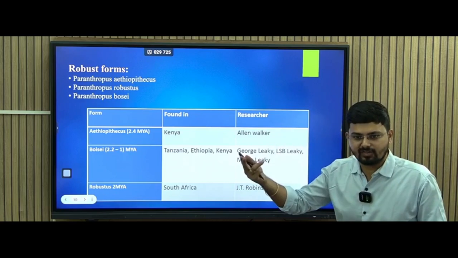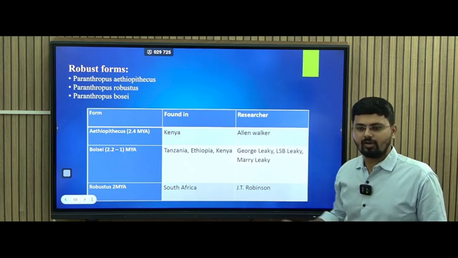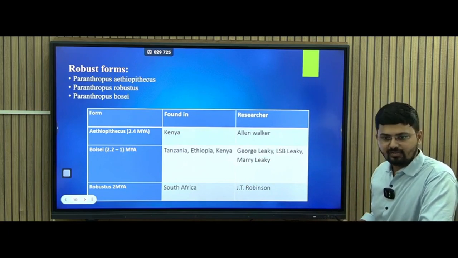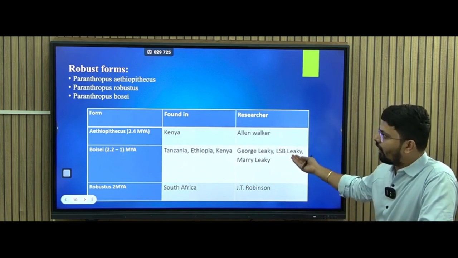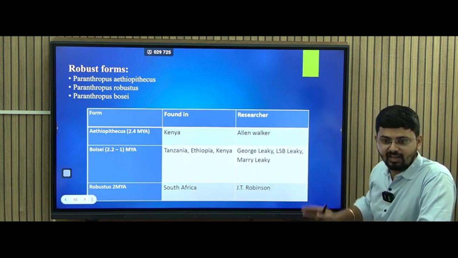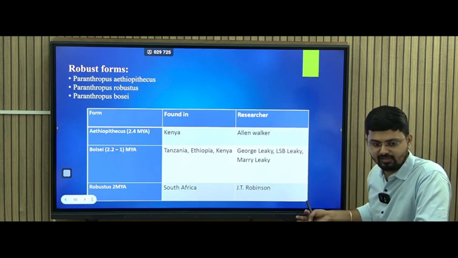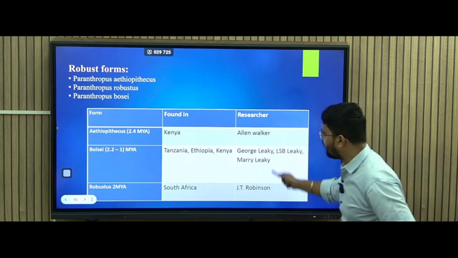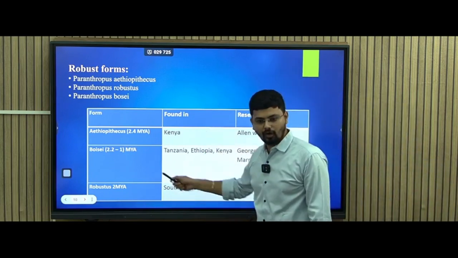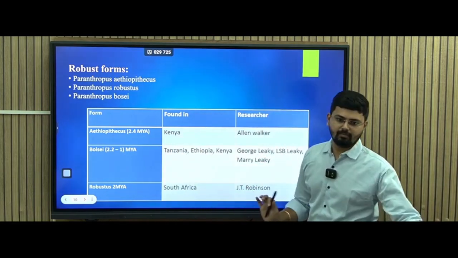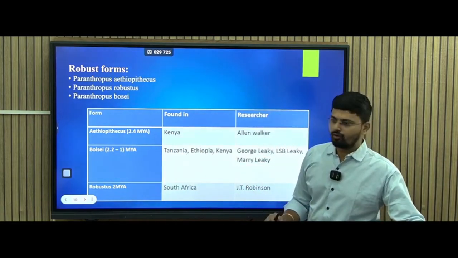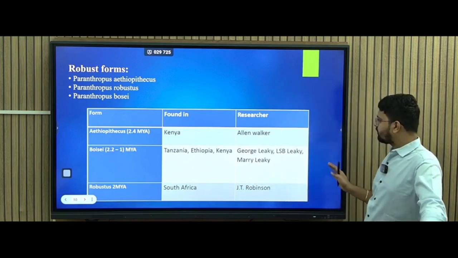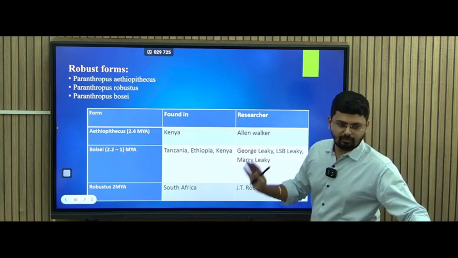First is afarensis, right? So Australopithecus afarensis, ramidus, africanus. Then you have Paranthropus. In the robust forms, you have Paranthropus robustus, Paranthropus boisei, Paranthropus aethiopicus. So different people have discovered different fossils at different points of time. Don't worry, I'll give you this PDF also. Okay. Just focus on understanding.